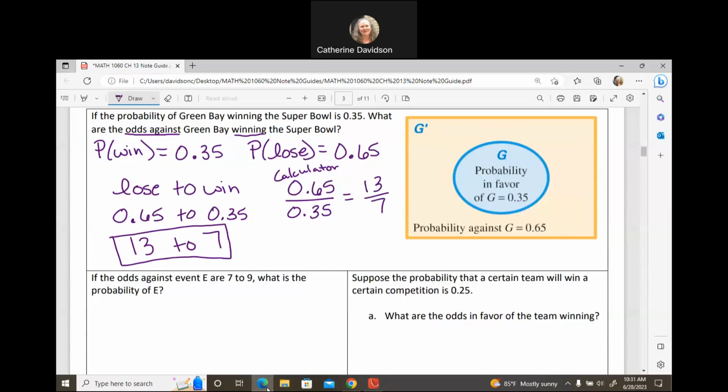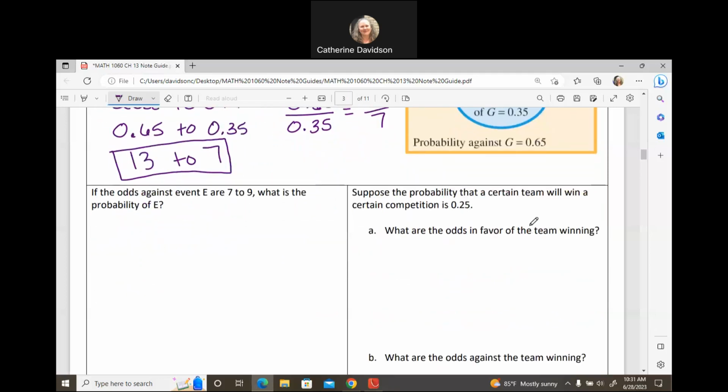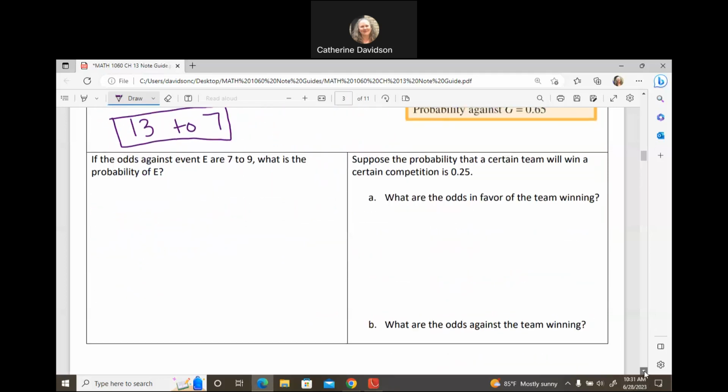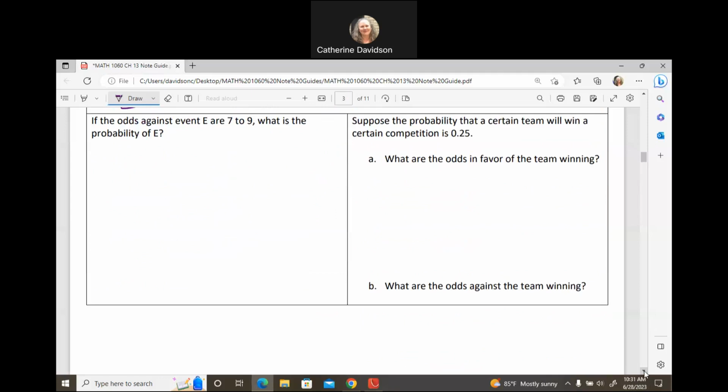If it was the odds that they win, it would be flipped. It would be 0.35 to 0.65, so then it would be 7/13. So this order is very important here. Again, I would practice these odds questions a few extra times. It's the one that's missed the most on the exam, or at least when you go to do the review for the exam, spend a little extra time on those.